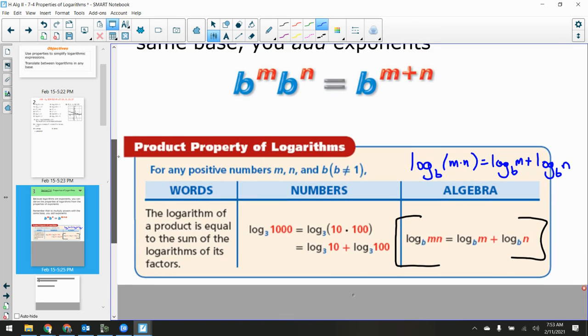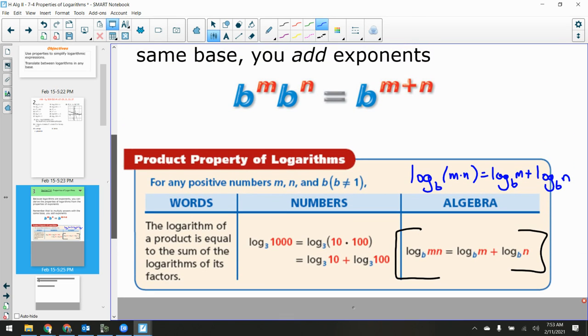Now, did the base ever change when working with exponents? I had to have like bases. I couldn't even combine an x squared and a y to the third, right? I can't multiply those things together. I can't make x y to the fifth or anything like that. It's got to have like bases. The same thing is true for logarithms, and you're going to see that throughout. The base must be the same. You must have the same log base for this to be able to work.